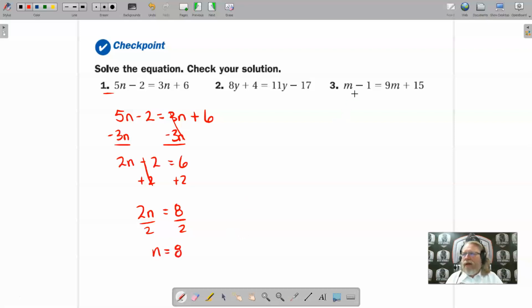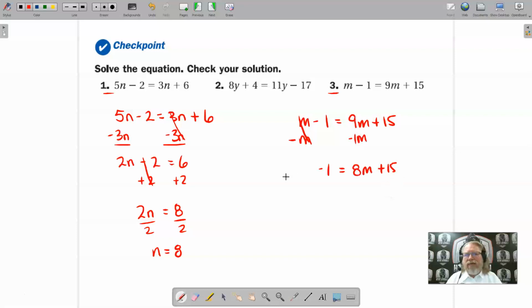All right. On number 3, we have m minus 1 equals 9m plus 15. And let's go ahead and subtract 1m from each side. So minus m and minus m. So these will cancel each other out. Remember, this is a negative 1 right there. So negative 1 equals, and 9, and remember that's a 1 there. 9 minus 1 is 8. So we have 8m plus 15.